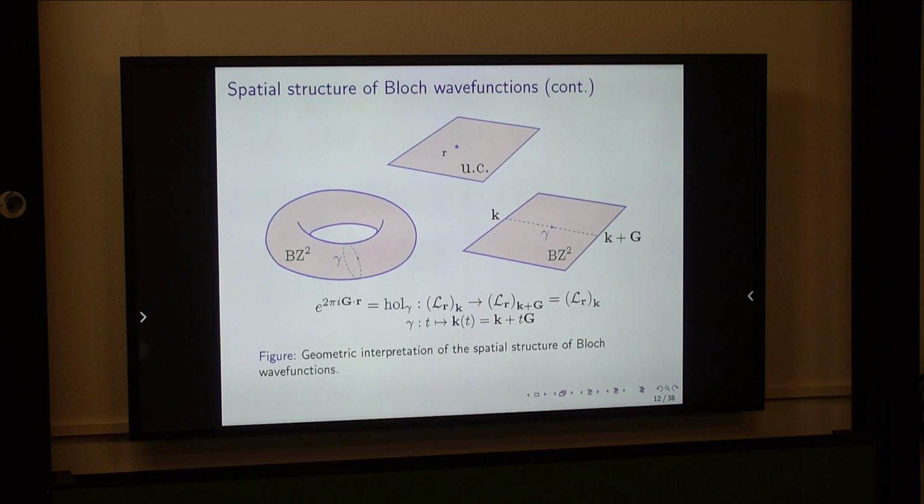So this is the only picture I have in this talk. I apologize for that. But so we have a point in the unit cell. We have a fundamental loop as described by a reciprocal lattice vector, and you get the holonomy, which is the character. Okay, very good. We continue.